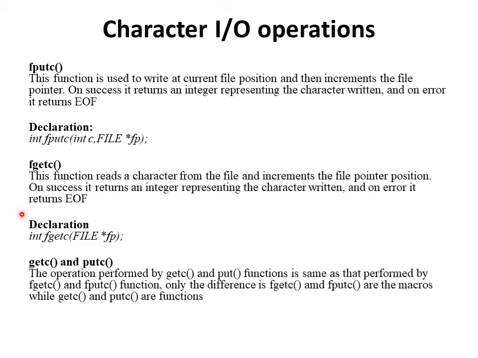Now the fgetc function. This function reads a character from a file and increments the file pointer position. That means it will move to the next one, incrementing the file position. On success, it returns an integer representing the character read, and similarly an error is indicated if it is equal to end of file. It is declared as int fgetc(FILE *fp).